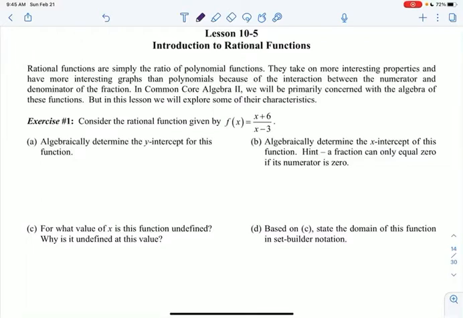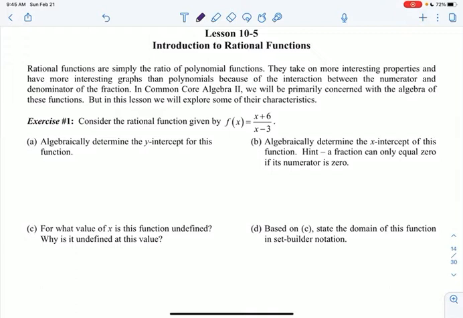Algebra 2. This is Unit 10, Lesson 5, and today we're going to talk about rational functions. Rational functions are just the ratio of polynomial functions. They take on more interesting properties and have more interesting graphs than polynomials because of the interaction between the numerator and the denominator. So we're going to look primarily at the algebra of these functions, but let's look at some of the basic characteristics of them.